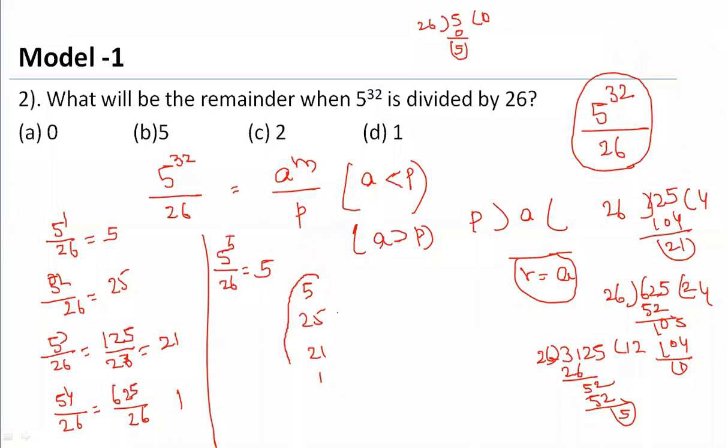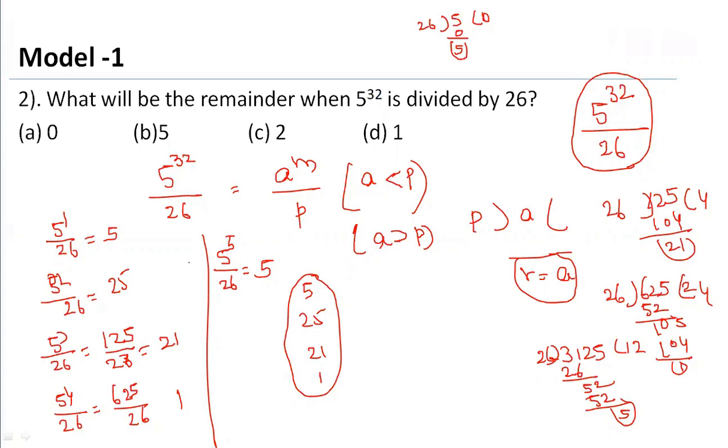So what is the cyclicity of the 5 powers divided by 26, guys? That is nothing but 4. Not for all the 5 powers can you have a cyclicity of 4. It depends upon the denominator. Whatever denominator we take, the remainder will vary. So depending upon the question, we have to find out after how many powers of a particular number divided by the denominator the remainders are going to get repeated.